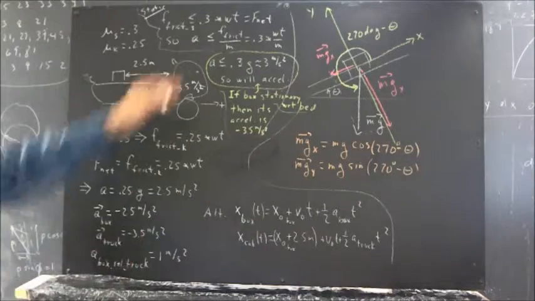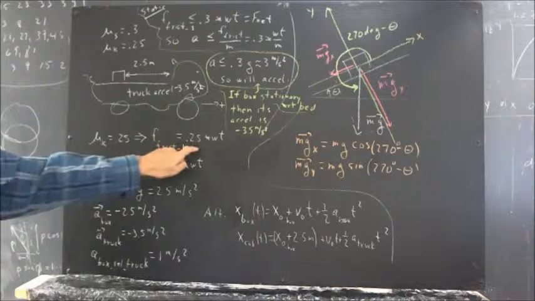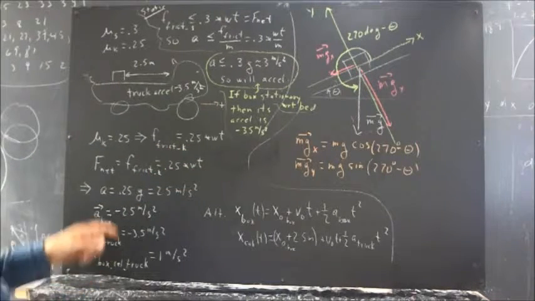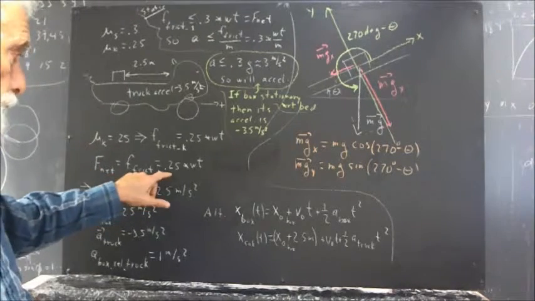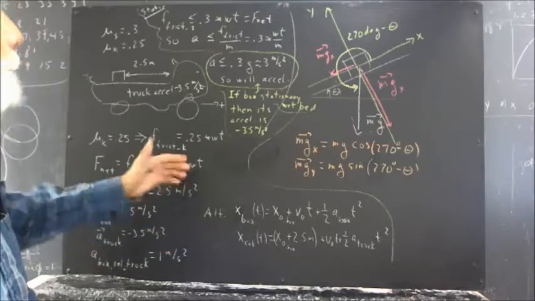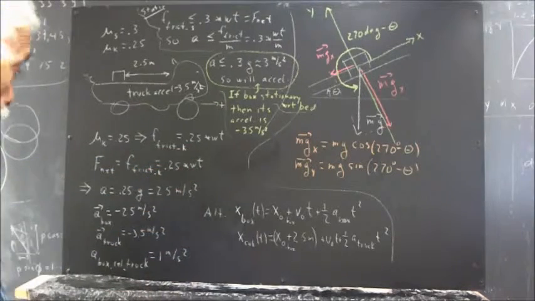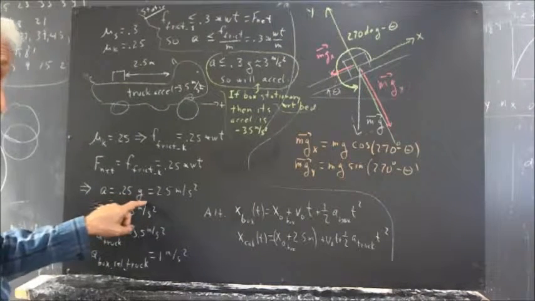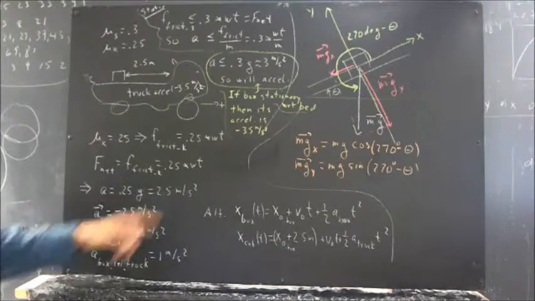Okay, so we conclude that the box does move, so that the net force is 0.25 times its weight, which means that if we divide the net force, which is 0.25 times the weight, by the mass, again, we're going to have weight over mass, which is the acceleration of gravity. The acceleration is going to be 0.25 g, 0.25 times the acceleration of gravity, or 2.5 meters per second squared. Now, this is the magnitude of the acceleration.